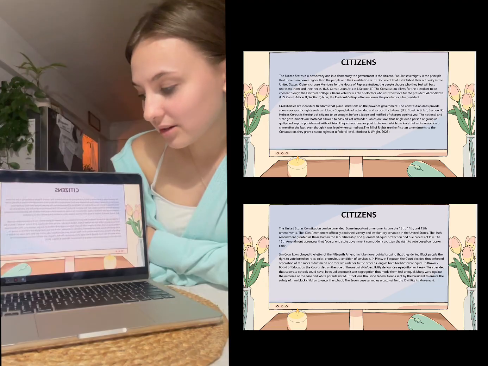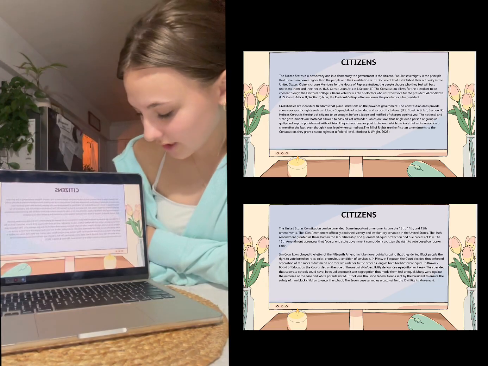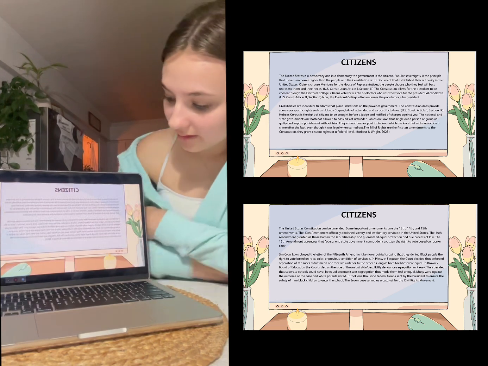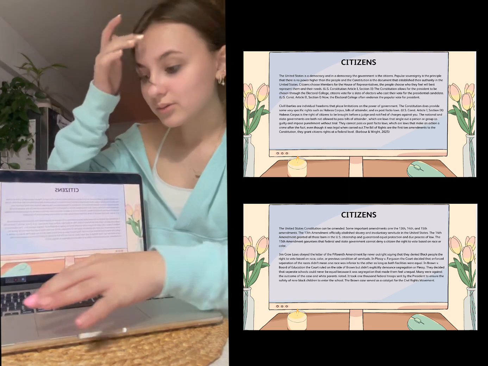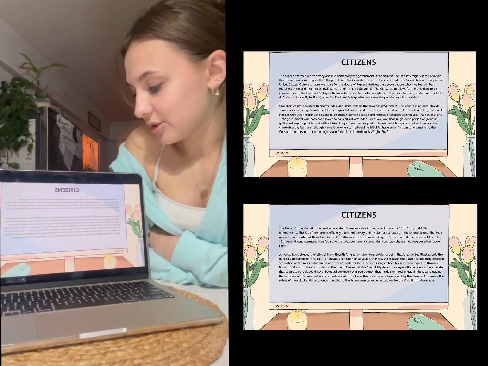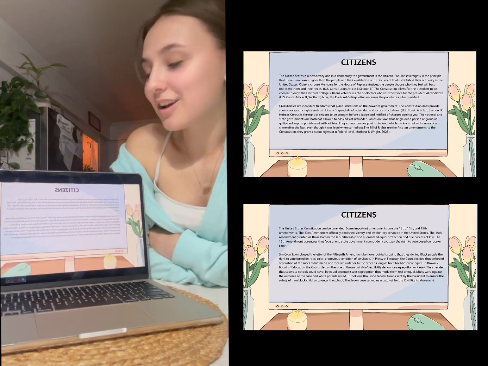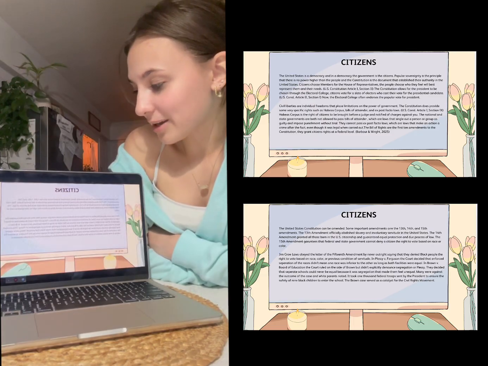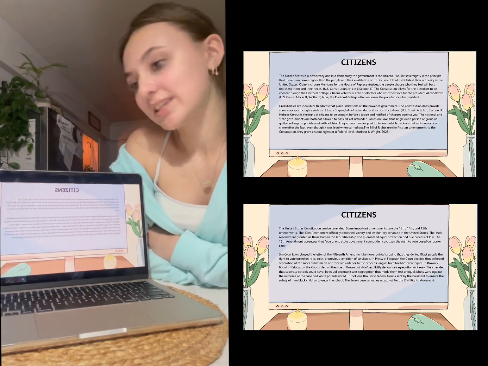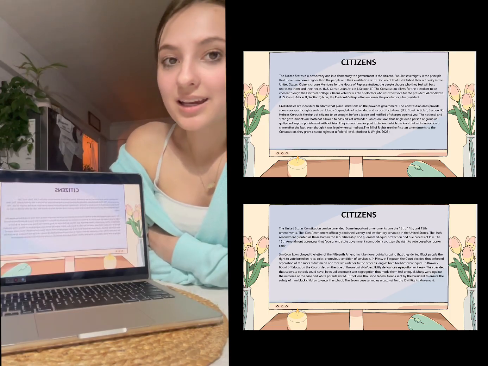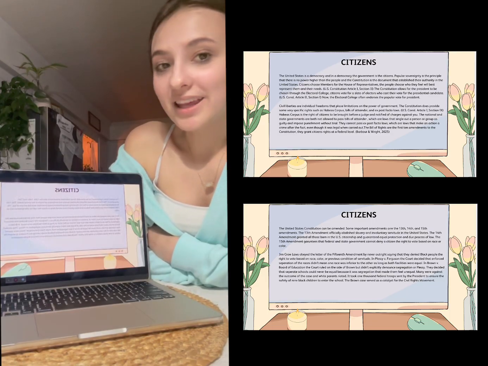The Bill of Rights are the first 10 amendments to the Constitution, and they grant citizens rights at a federal level. This is from Barber and Wright, 2025. The United States Constitution can be amended. There are very many amendments that are very important, but some I will talk about today are the 13th, 14th, and 15th Amendment. The 13th Amendment officially abolished slavery and involuntary servitude in the United States.